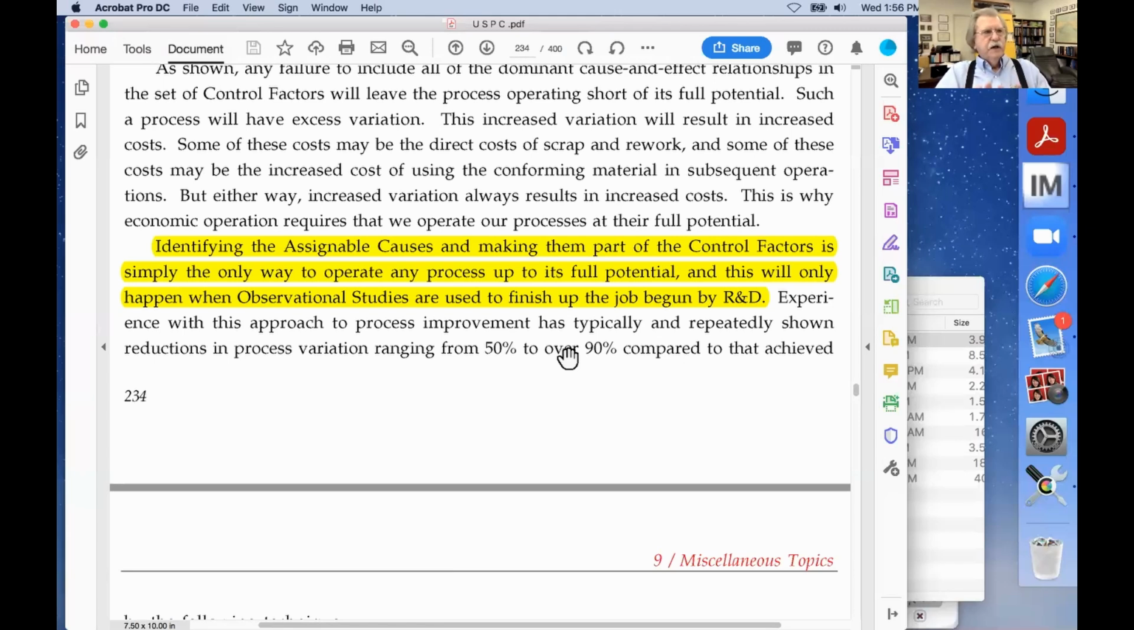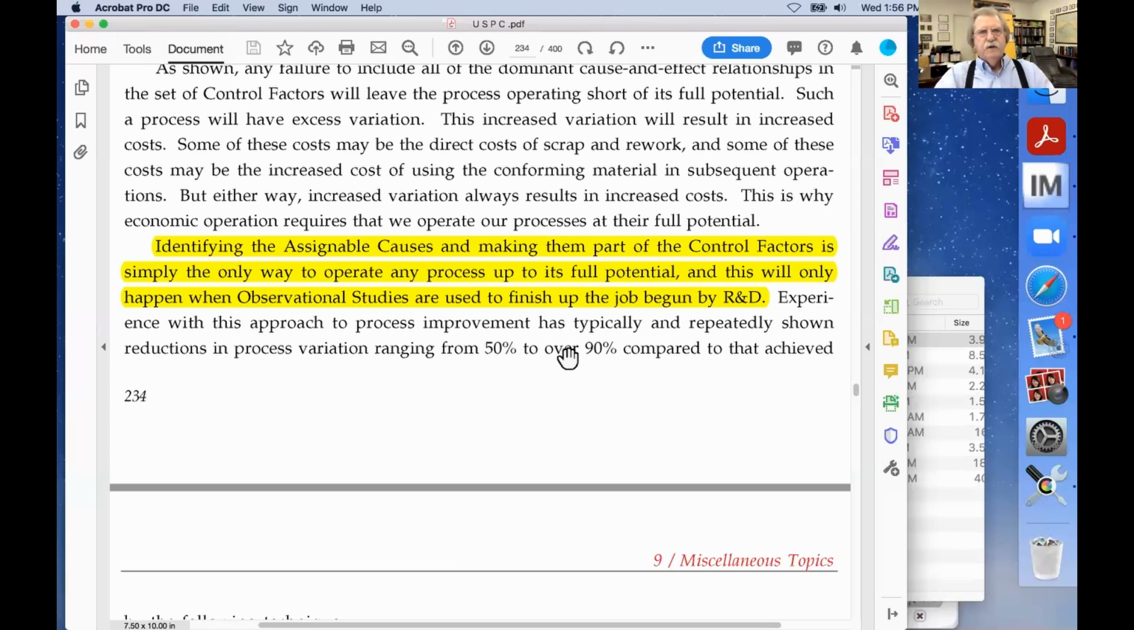R&D uses an experimental approach. Experimental approaches are very effective at answering specific questions. But experimental approaches are not very useful when you don't know what question to ask. So when you're doing experiments, you've got blinders on. You can only study the factors you know about. You cannot study the factors you don't know about.